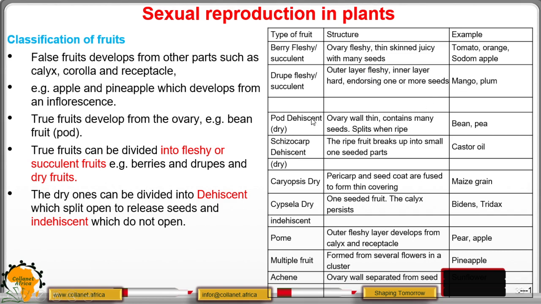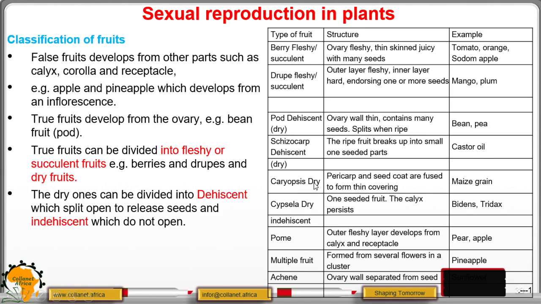We have this type of dry fruit which are dehiscent. Here, the ovary wall is thin and contains many seeds, and it breaks open when it is ripe. For example, the beans and the pea. Okay, we have the one called schizocarp. These are also dehiscent or dry, and when the fruit is ripe, it breaks up into small parts with one seed. For instance, the castor oil.